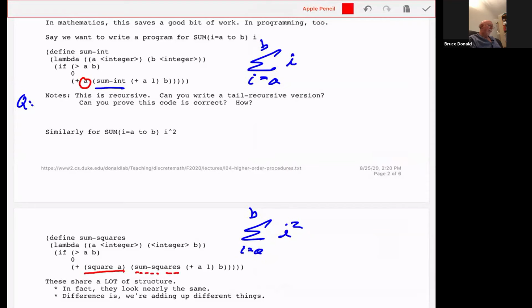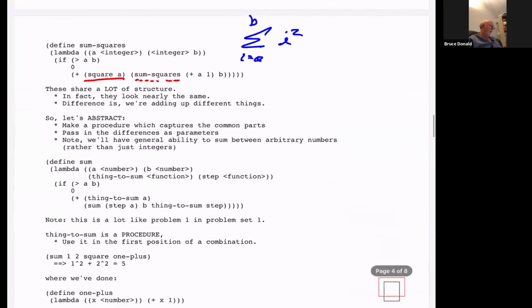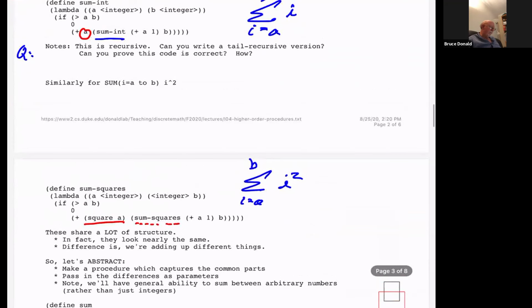So here's where abstraction comes in, and higher-order procedures will be pretty cool. What we're going to try to do is make a procedure that abstracts away from these differences. We're going to pass in the differences as parameters, and we'll have the general ability to sum between arbitrary numbers, not just integers. So we have the ability to start at A instead of 1, which we already have here. But we're also going to make another generalization so we don't have to go in steps of 1.